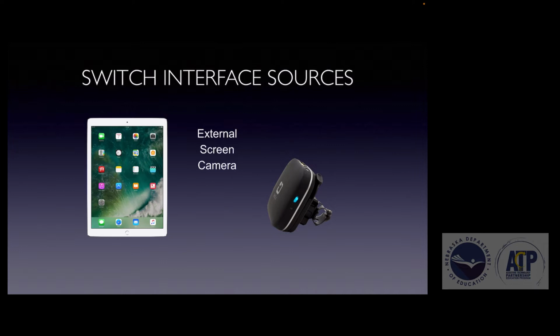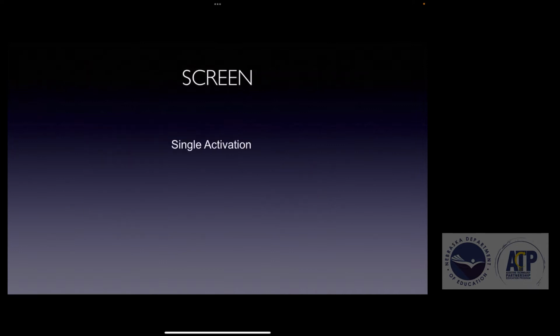So when we talk about the screen, basically it's a single activation where you tap on the screen and it will start that scanning process. You will typically use automatic scanning when you use the screen. You can tap on the full screen, so anywhere on the screen, to be able to start that scanning process and to make a selection.